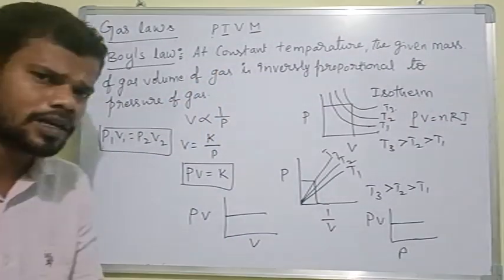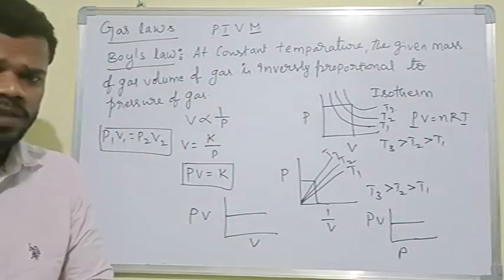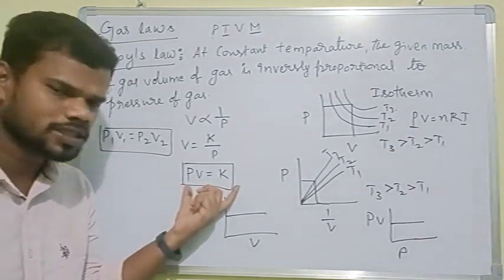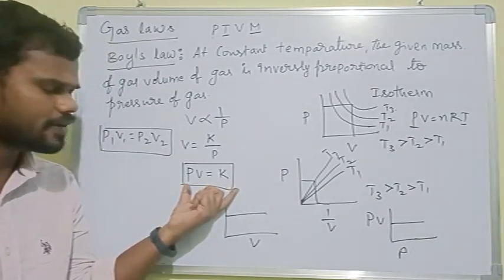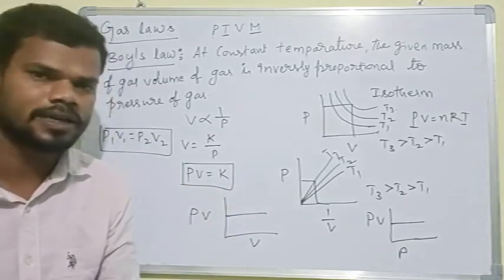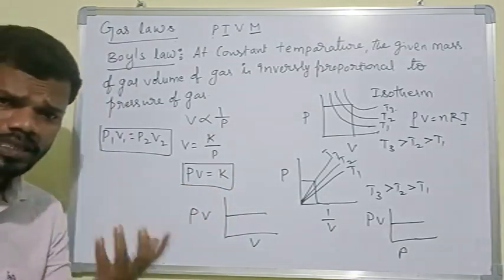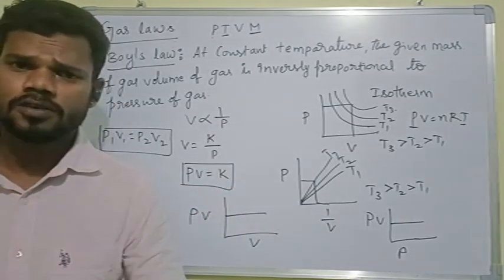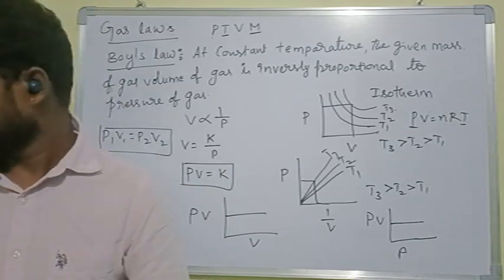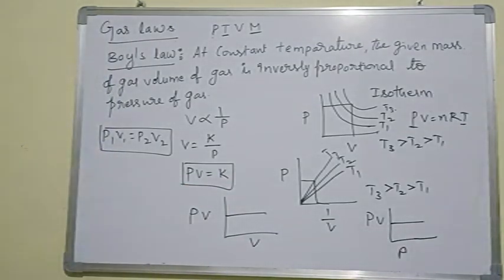One more graph also we have to draw here. For this equation, PV equals constant K, we have to apply the log also. If we apply the log, which graph do we get? We can see that now.